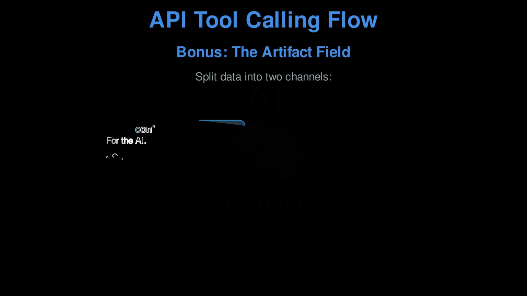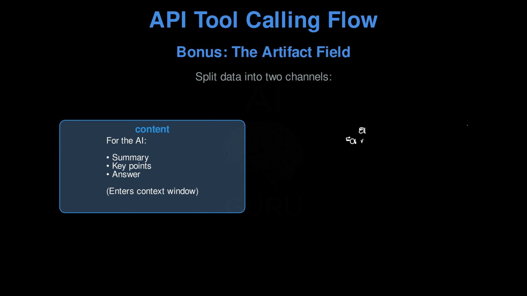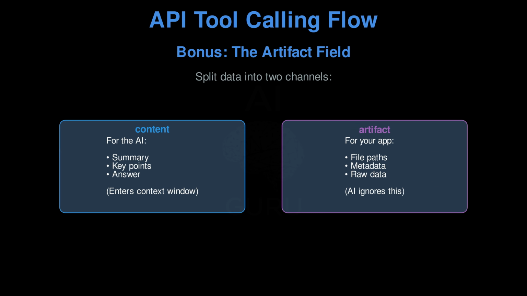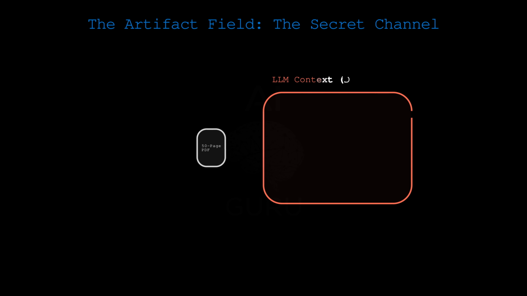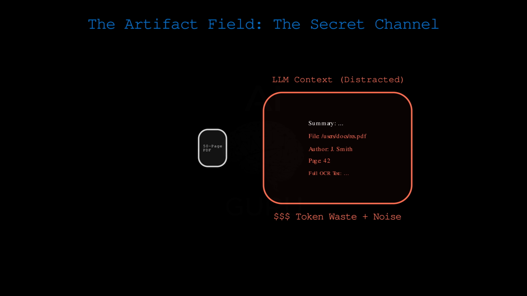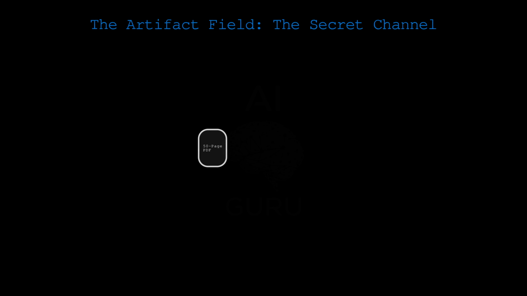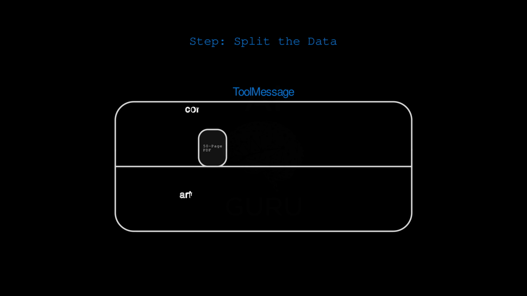Simple as that. There's one more nuance in the tool message I want to highlight. The artifact field. It sounds like something from an archaeological dig. It's a brilliant feature for developers. Sometimes a tool returns a huge amount of data. Let's say you're doing a RAG search retrieving documents. The tool finds a 50-page PDF, right? You want the AI to read the summary, but you, the app developer, need the file path, the page number, and the author to show a citation link in the UI. But you don't want to shove all that metadata into the AI's context window. It's expensive and it's just distracting.